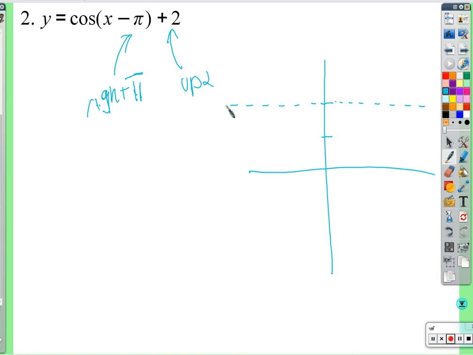The period is not changed, so we don't have to worry about that yet. The period is still 2 pi. This is pi, this is pi over 2, this is 3 pi over 2. And move this 0 over: pi over 2, pi, 3 pi over 2, 2 pi. It's a cosine wave with an amplitude of 1, so it should look like this, right? But it needs to move to the right pi. Make this pretty simple.